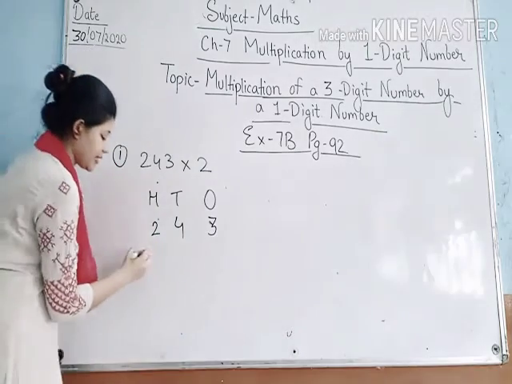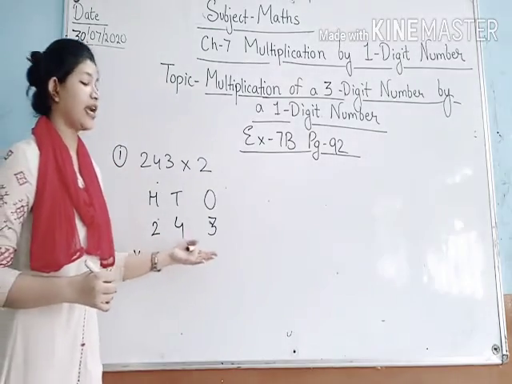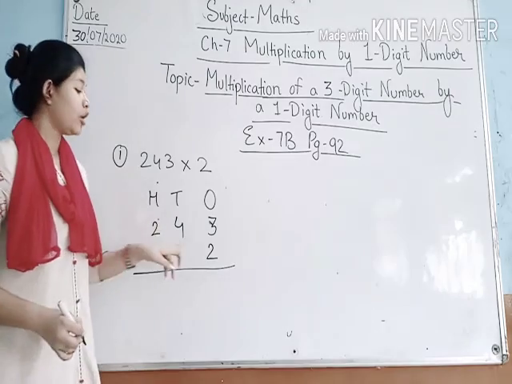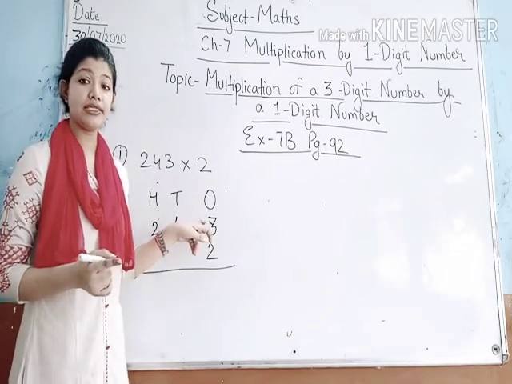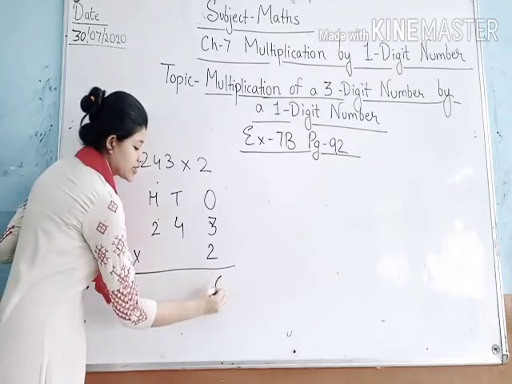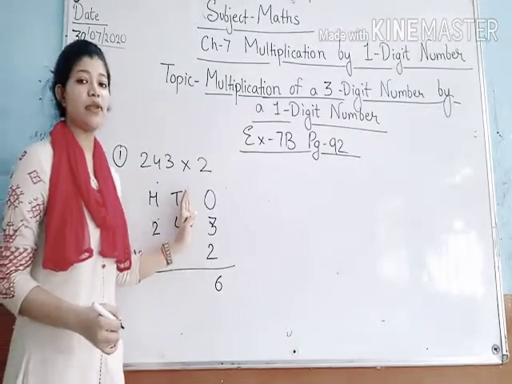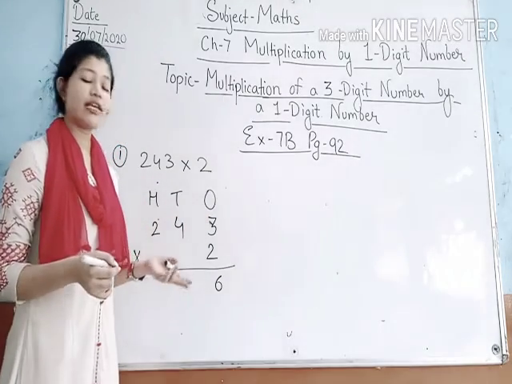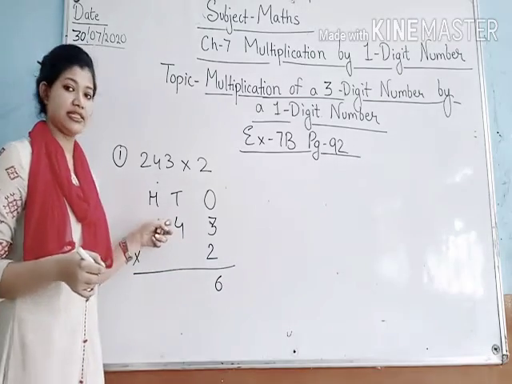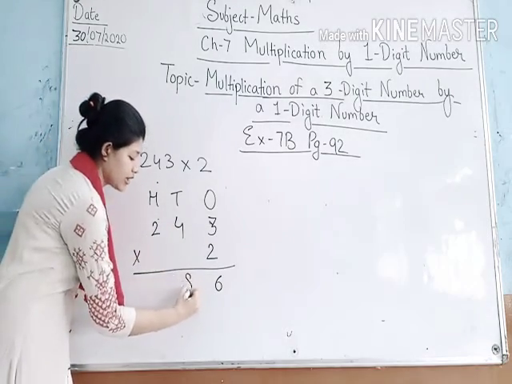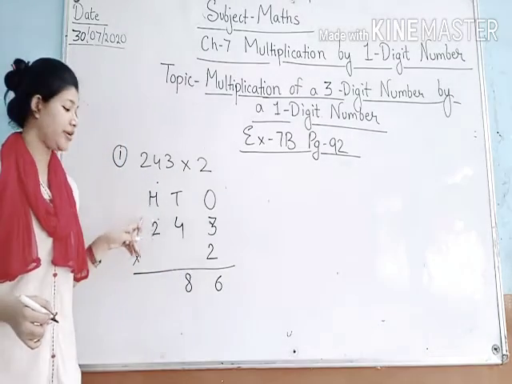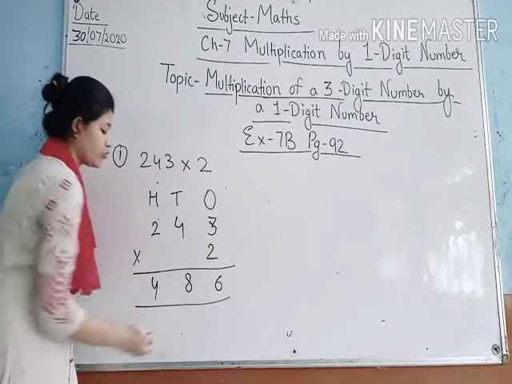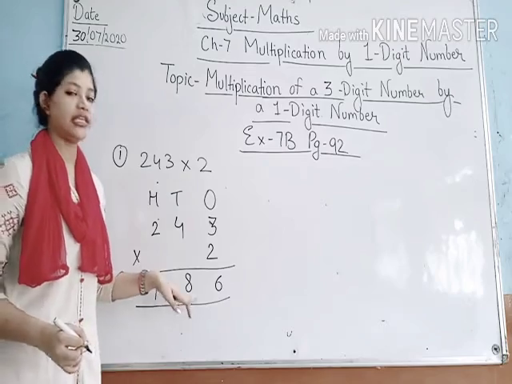Clear? Now the next step is to put the multiplication sign. Then we will write the second factor over here, that is 2. Now see, 2 3s are 6, so we will write 6 over here. As we know, first we will multiply the second factor with the ones digit, so 2 3s are 6. Now what is the second step? To multiply the second factor with the tens digit. So 2 4s are 8, and then we come to the hundreds digit, so 2 2s are 4. So what we got as an answer is 486.